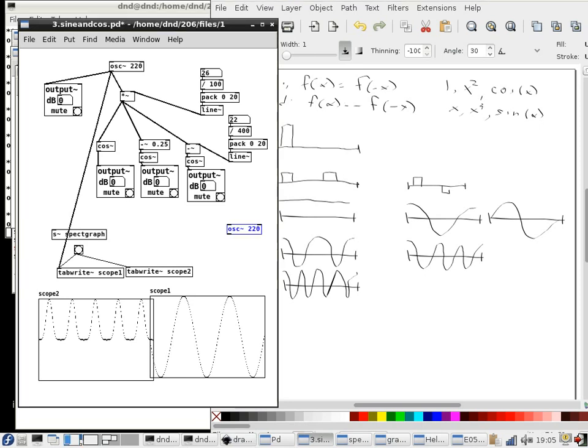So in computer music, if you ever just need a test tone that has harmonics in it, do this. Take an oscillator, subtract or add. It doesn't actually matter. Just to be consistent, I'll subtract something between a half and a quarter. Then take the cosine of that. And then listen to it. And you've got a test tone.